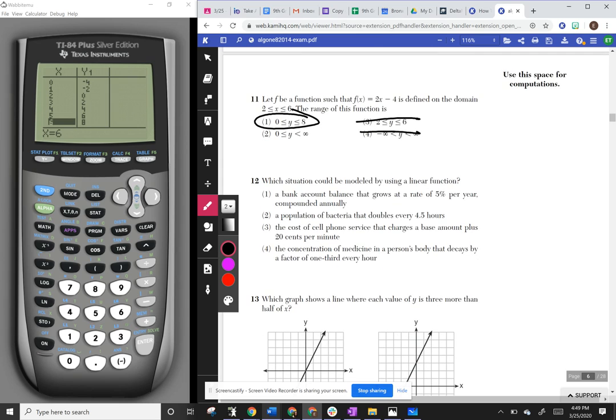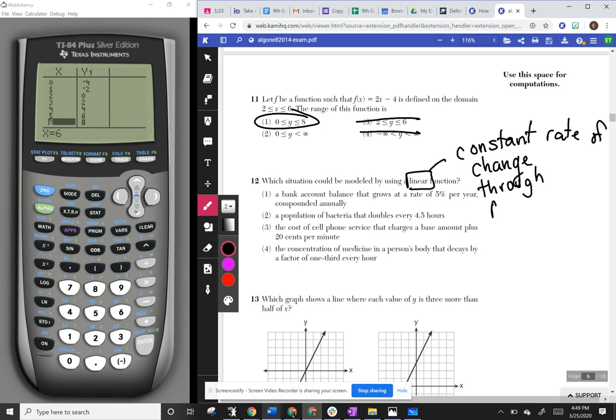All right, we're going to stop at 11:12 for this video. Which situation could be modeled by using a linear function? Similar to the question above, we know that linear has a constant rate of change through addition, right?